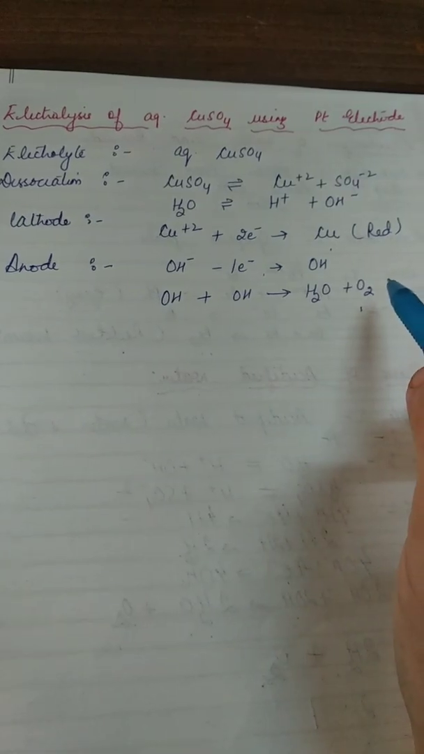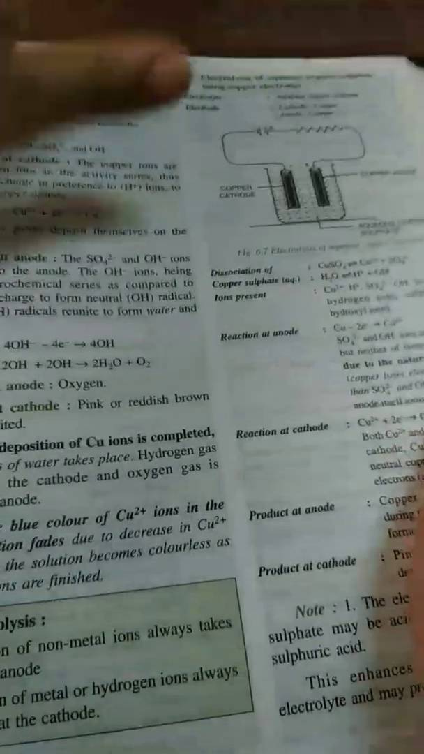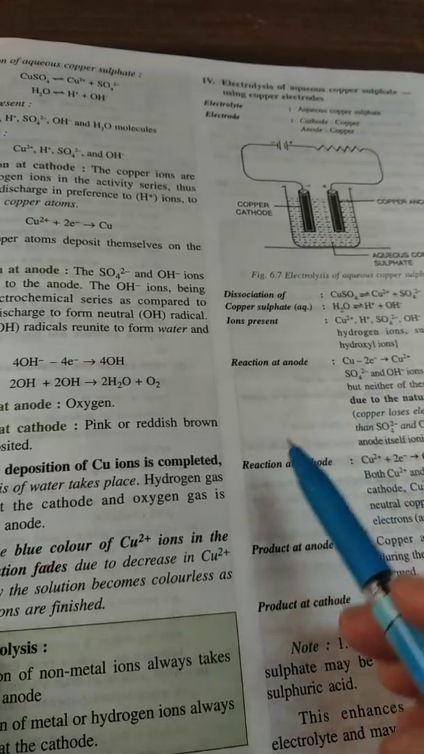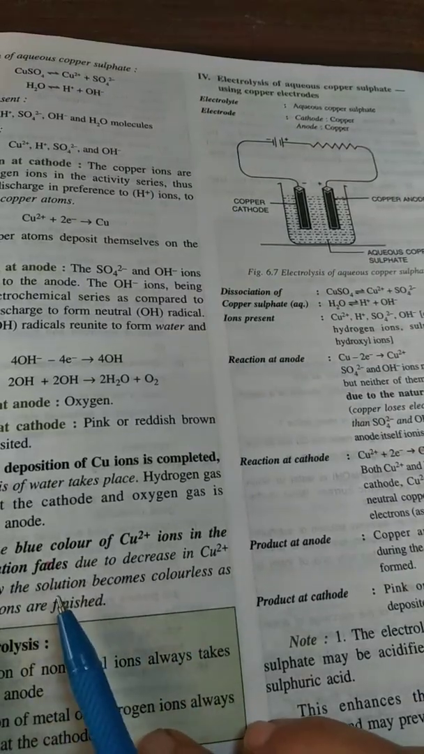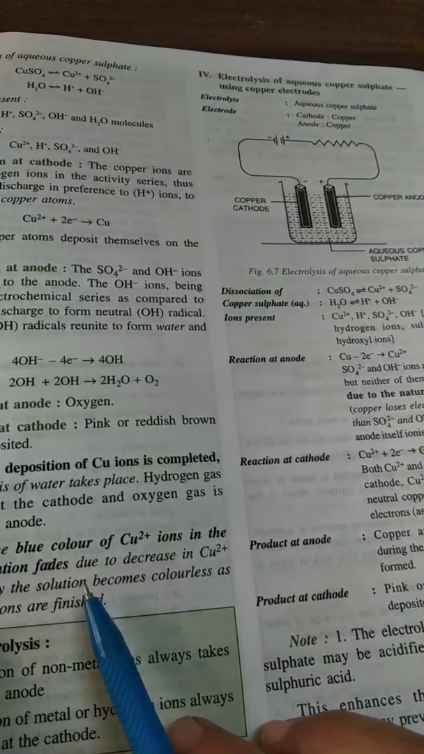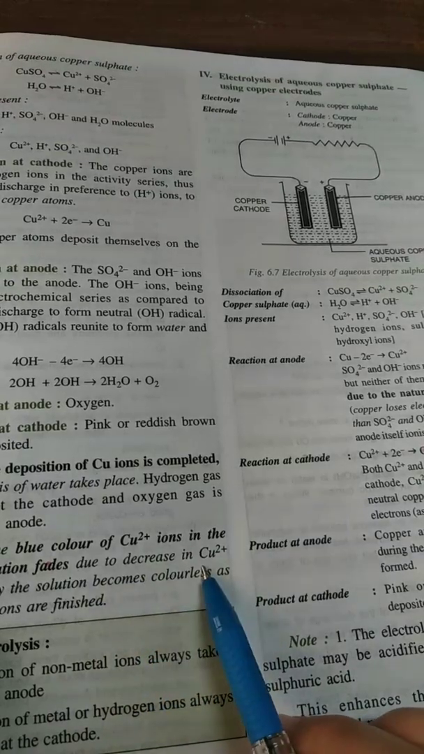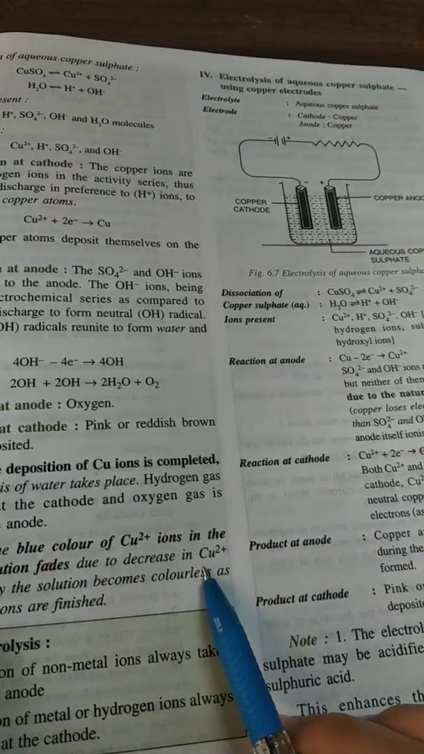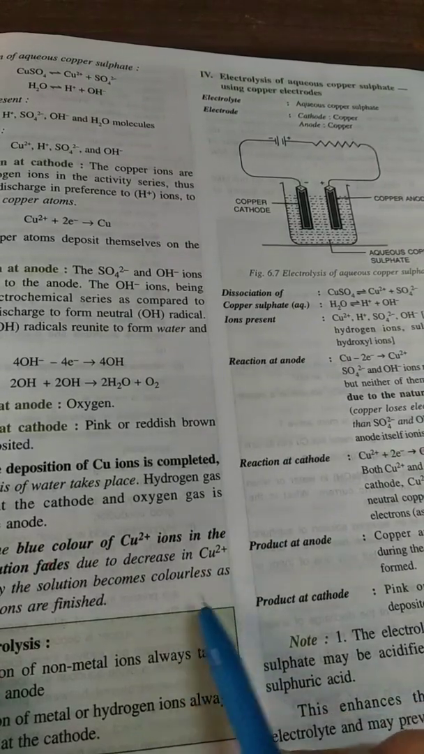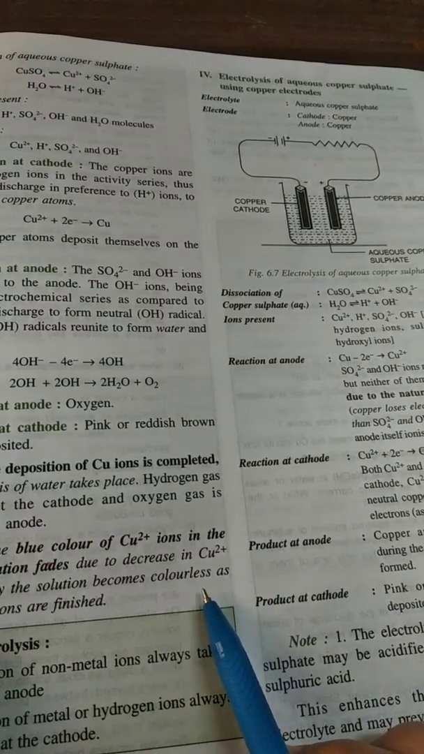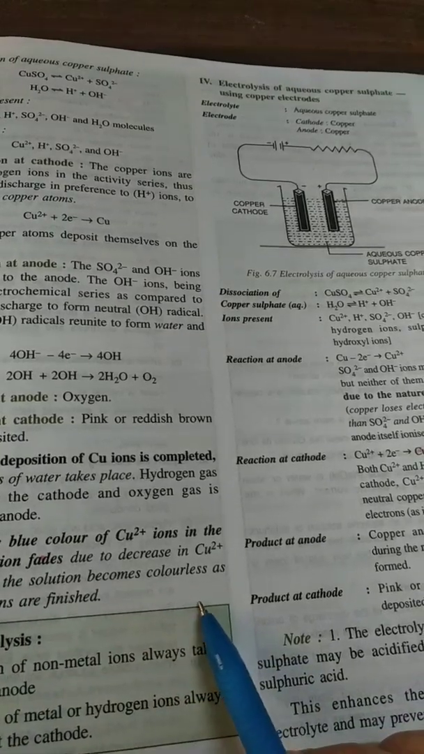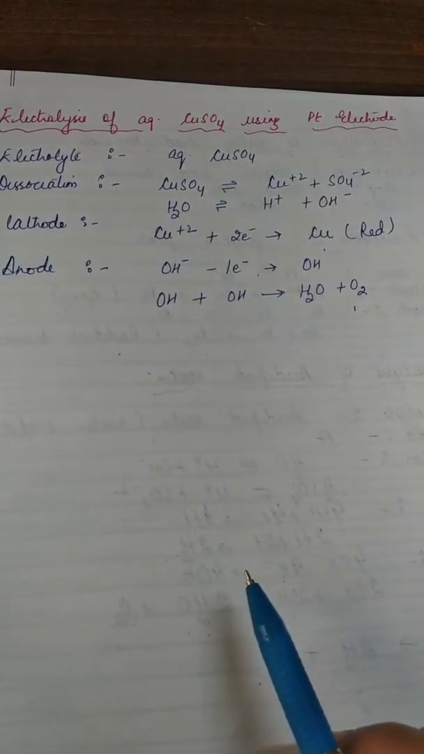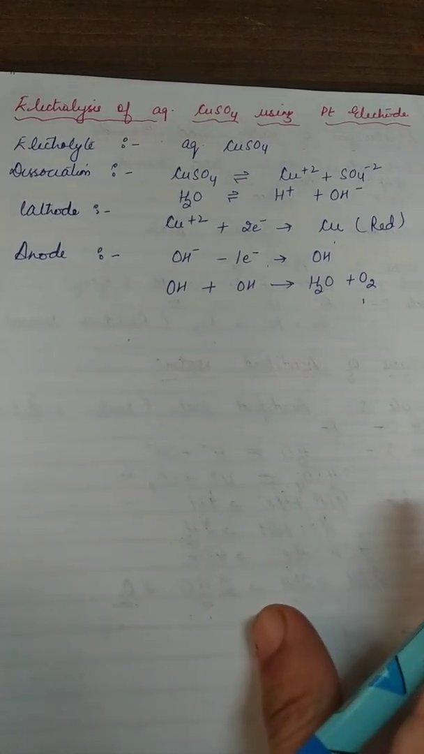Now student, here is one important note which is given in your book on page number 113. The blue color of copper ions in the electrolyte solution fades. Why does it fade? Because we are using Cu²⁺ ions of the electrolyte which are moving towards the cathode, and when they gain electrons they change into neutral copper. So at the end, copper ion completely finishes and the solution becomes colorless. So blue color is only because of Cu²⁺.